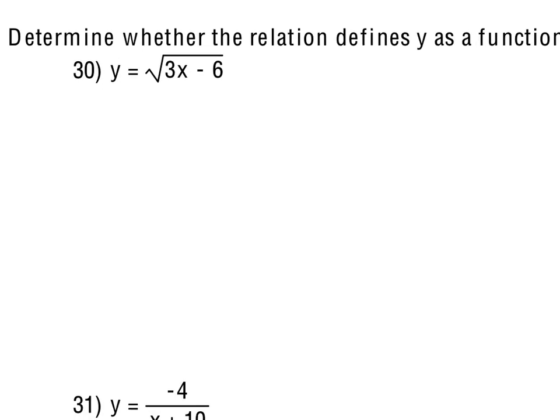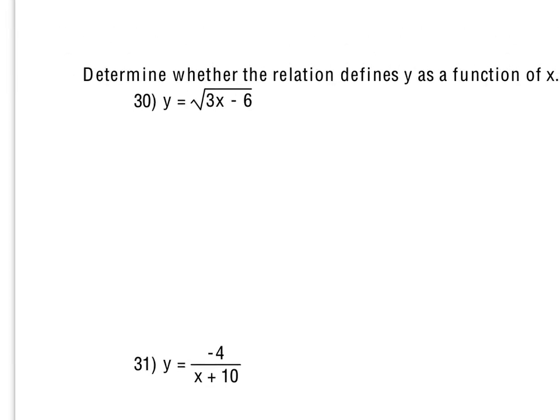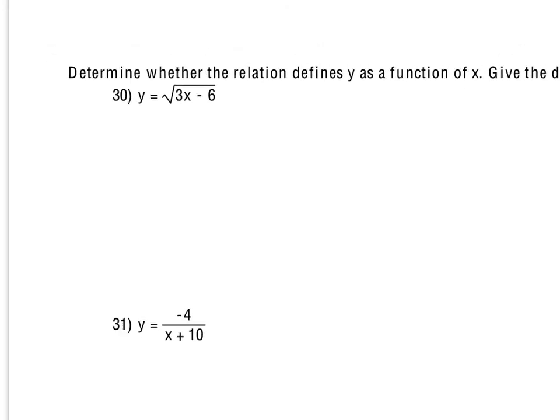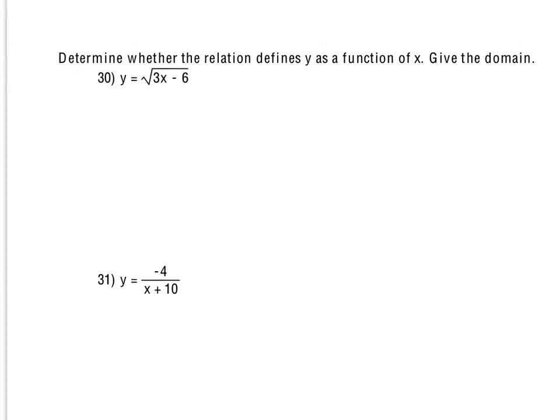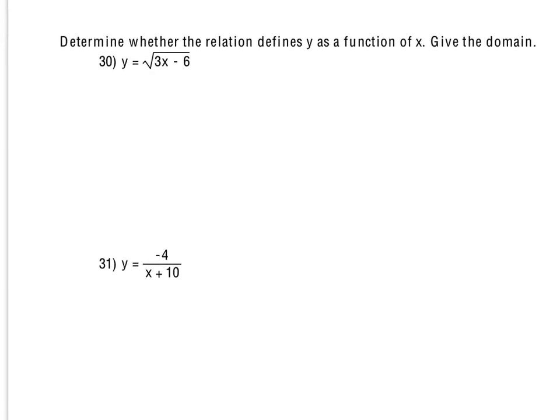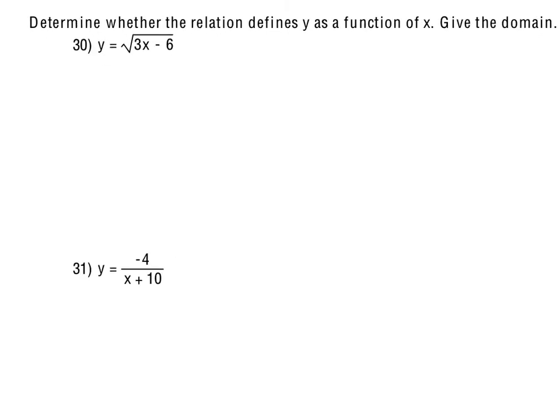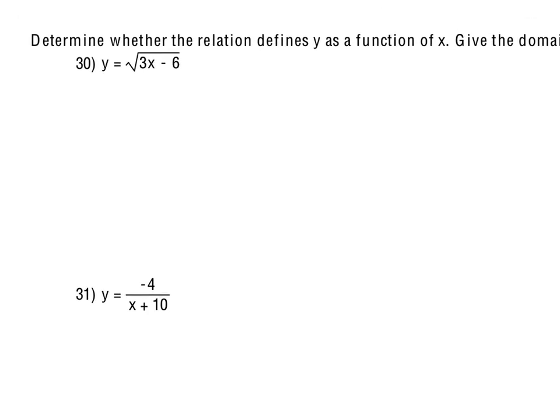Then we switch gears a little bit, determining whether the relation defines y as a function of x and also give the domain for that relation or function, whatever that might be. And again, it's really getting down to the same question. For every input that's possible for x, is there only one possible output for y?